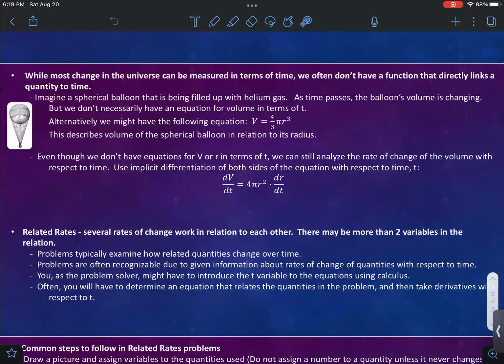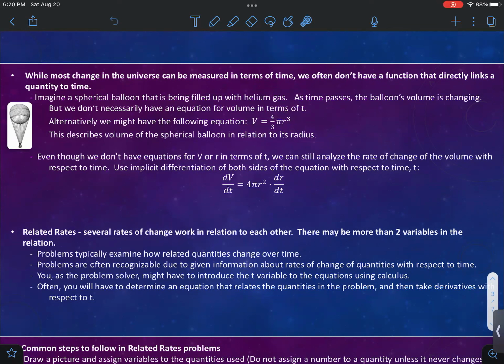So much of the change in the universe that we observe can be measured in terms of time, but that doesn't mean that we always have a function that directly links our quantity to time. For example, imagine a spherical balloon, hypothetical, that's being filled up with helium gas. As time passes, volume is changing, but we don't necessarily have the equation for that change. We might have an equation for volume of a sphere, and we can still attempt to differentiate it with respect to time, even though I don't see time directly showing up in that equation.